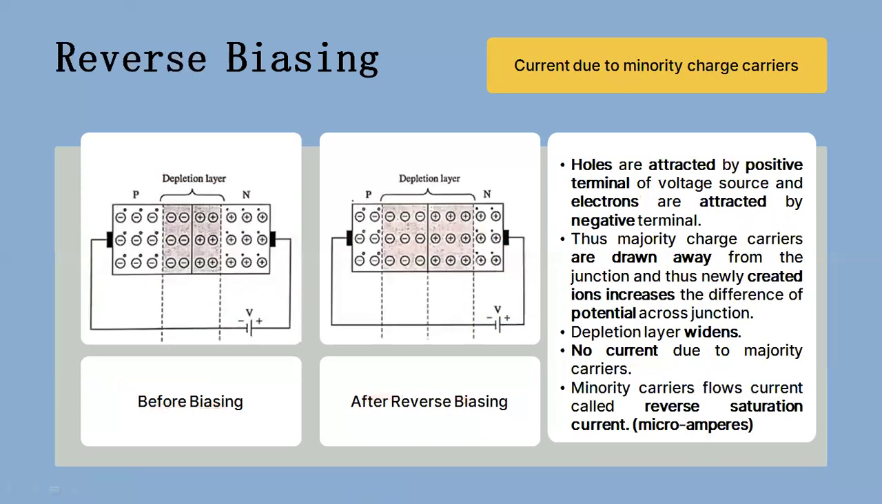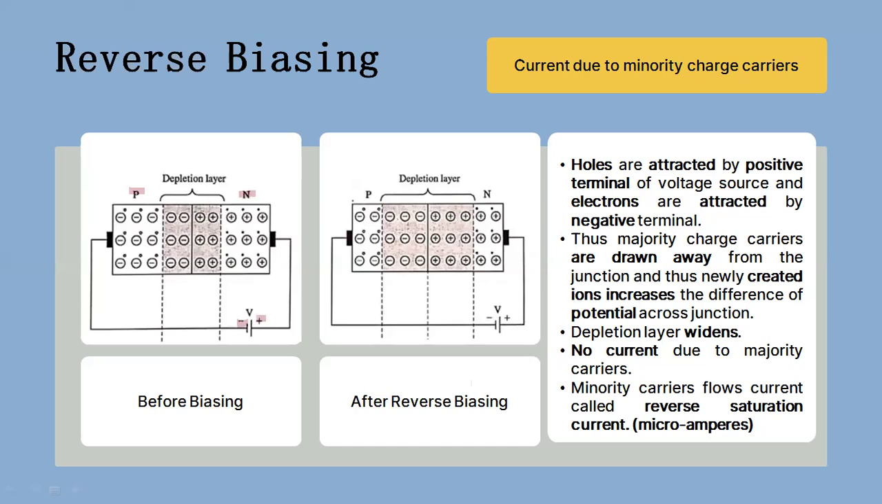Now, if we talk about reverse bias, as you can see, initially your P terminal is connected to the negative of your battery and your N terminal of the diode is connected to the positive of the battery. As this is a negative terminal and the majority charge carriers in P are holes, all your majority charge carriers, that is holes, are attracted by the negative terminal of the voltage source, and similarly on the N side the electrons are attracted by the positive terminal of your battery.